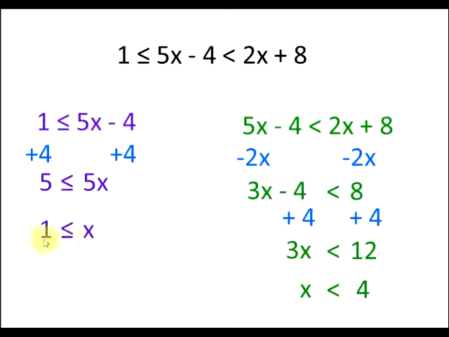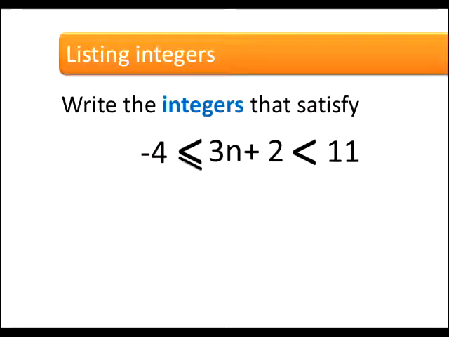So now we have it again. 1 is less than or equal to the number, or the number we're looking for is more than or equal to 1, and the number we're looking for is less than 4. So let's pop these together, and we could write it like so. And again, if asked to list these, you could have 1, because it can equal 1, 2, and 3. It cannot equal the 4.